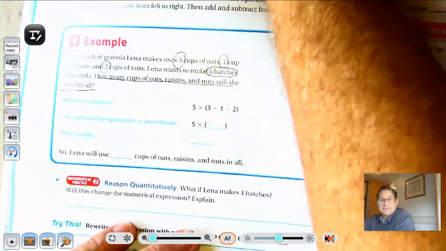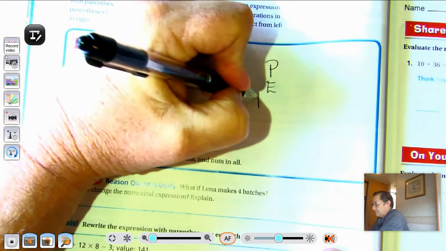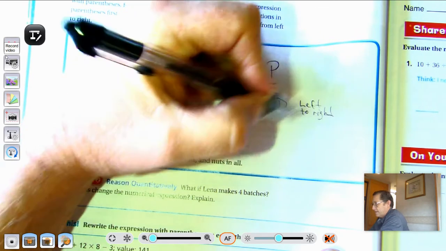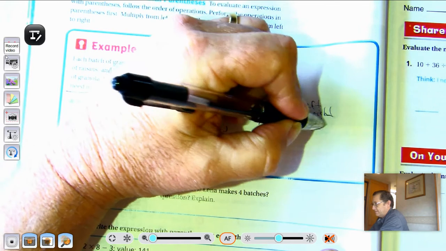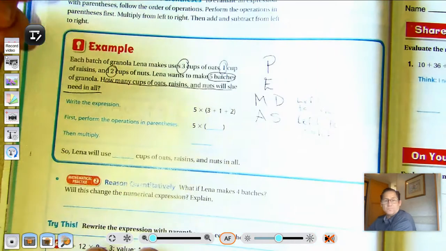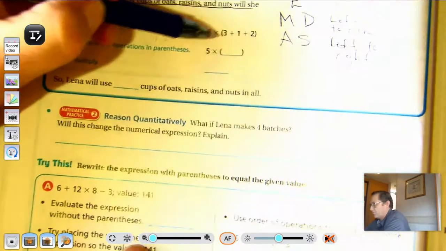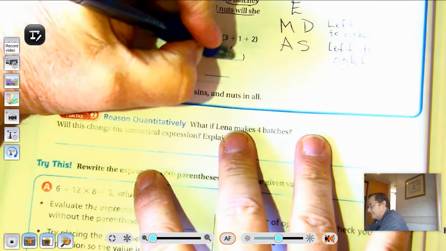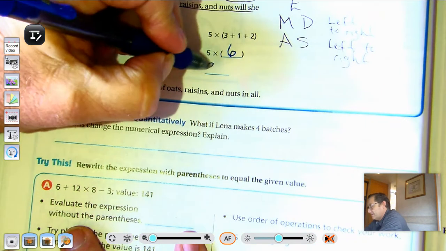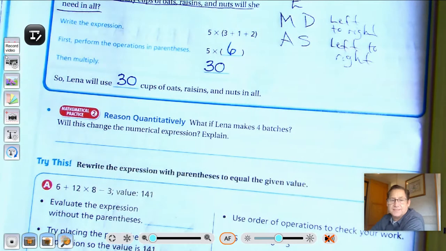So order of operations says, again, remember, parentheses first, followed by exponents. Then we're going to multiply or divide left to right, and then add or subtract left to right. Okay. So we have to add first. Okay, so 3 plus 1 is 4. 4 plus 2 is 6. Now all we have left is multiplication. So 5 times 6, 30. So Lena will use 30 cups of oats, raisins, and nuts in all.